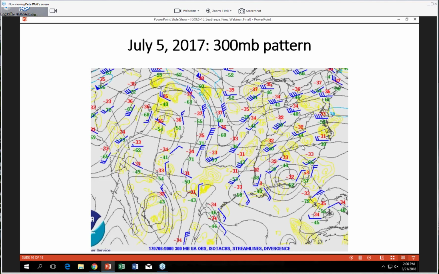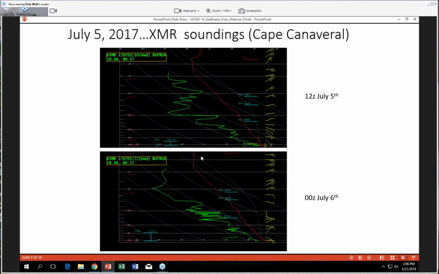So the case on July 5th was one where we had generally a deep east to northeasterly flow over the area with high pressure over Alabama and southwest Georgia aloft. And so on the soundings you saw from July 5th, all the winds aloft were east and northeast.